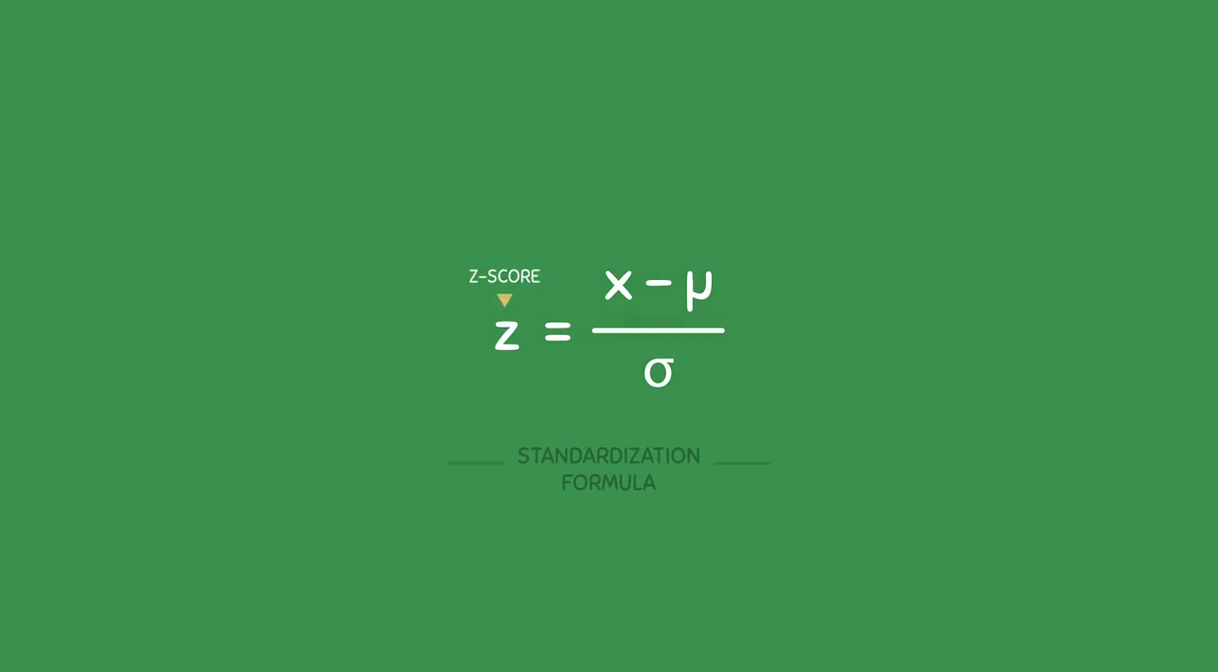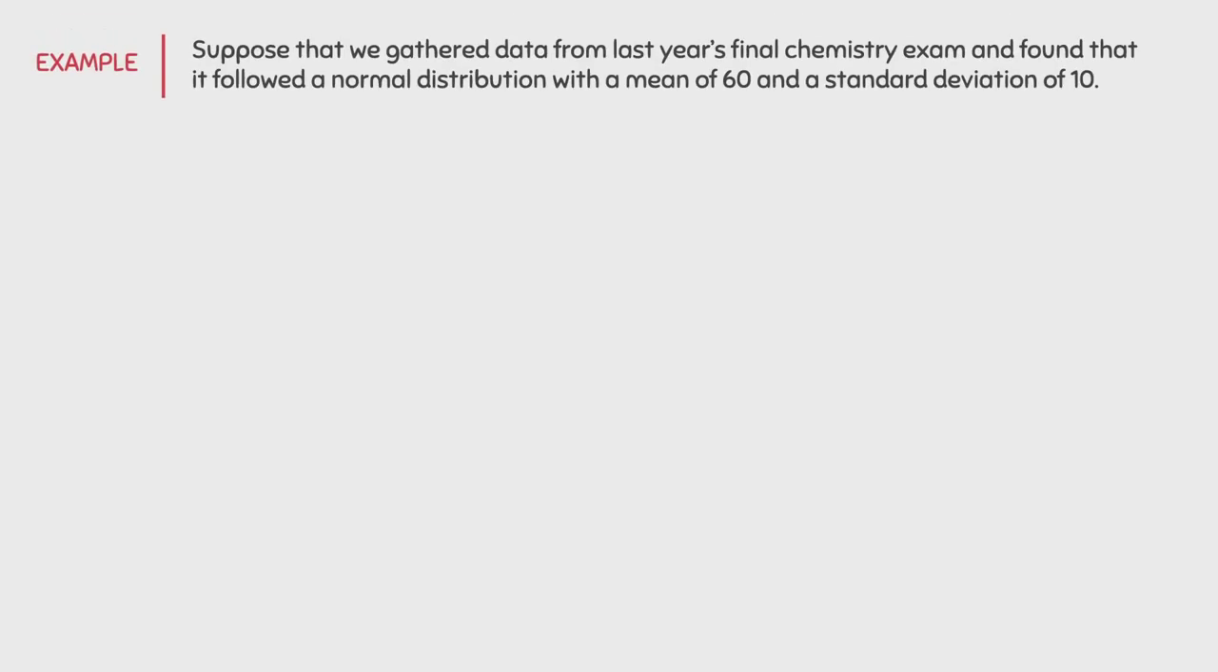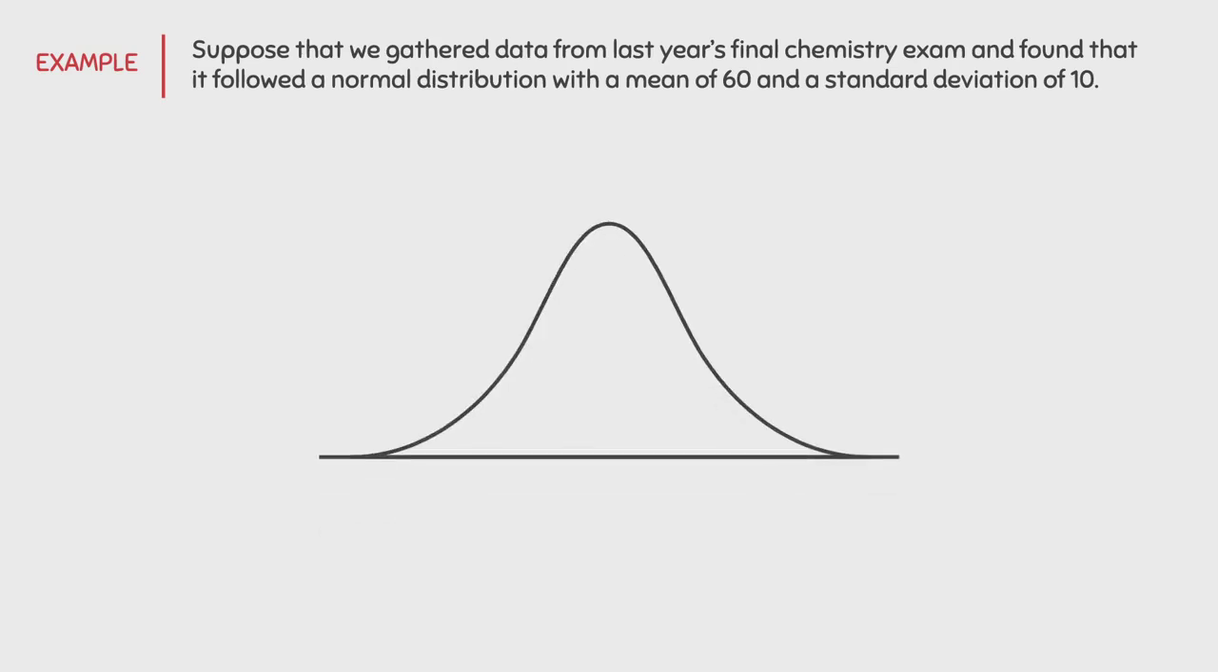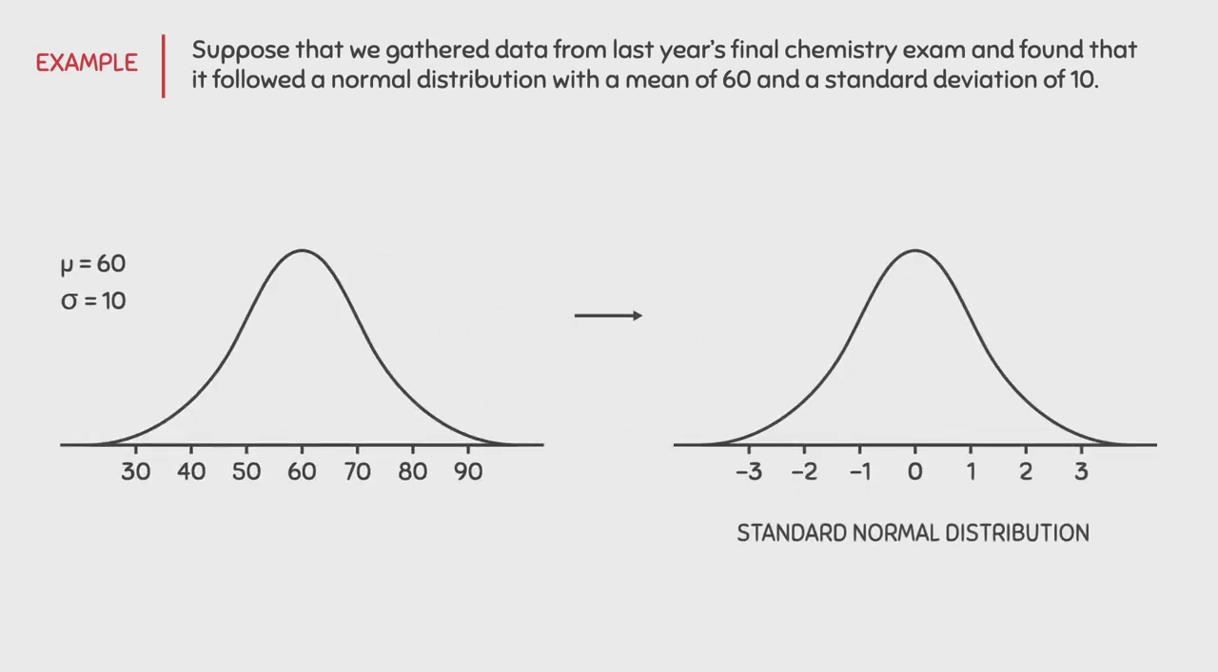This formula says that the z-score is equal to an observation x minus the population mean mu divided by the population standard deviation sigma. So suppose that we gathered data from last year's final chemistry exam and found that it followed a normal distribution with a mean of 60 and a standard deviation of 10. If we were to draw this normal distribution, we would have 60 located at the center of the distribution because it is the value of the mean, and each interval would increase by 10 since that is the value of the standard deviation.